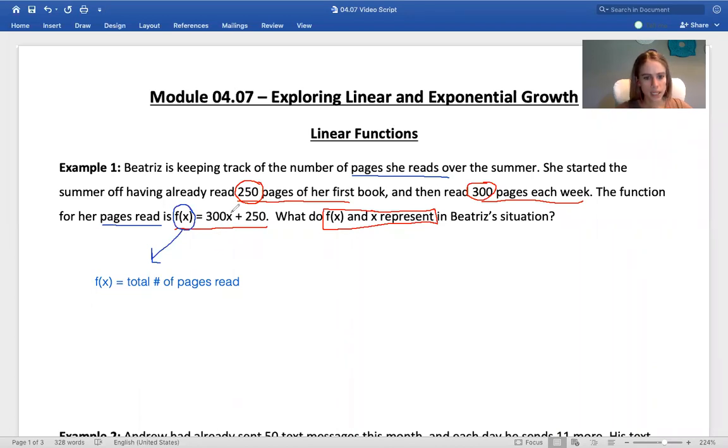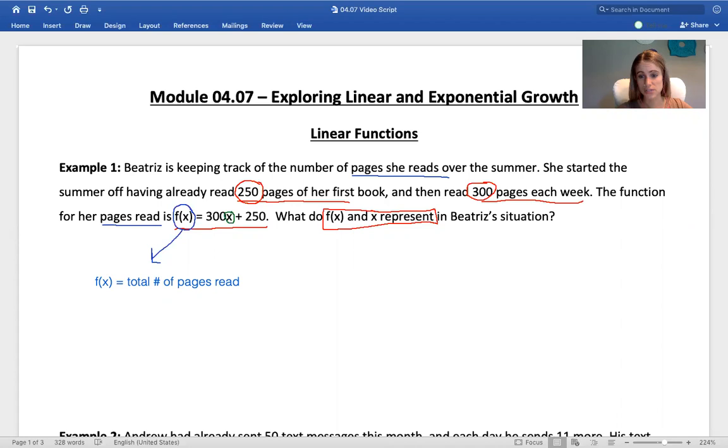Well, when I look at my equation, I see that my x is being multiplied by 300. So I'm going to use that as my clue. That's my jumping off part. So I see that right here we have 300 pages each week. Well, 300 is the pages, so it can't be pages, and f of x was already pages.